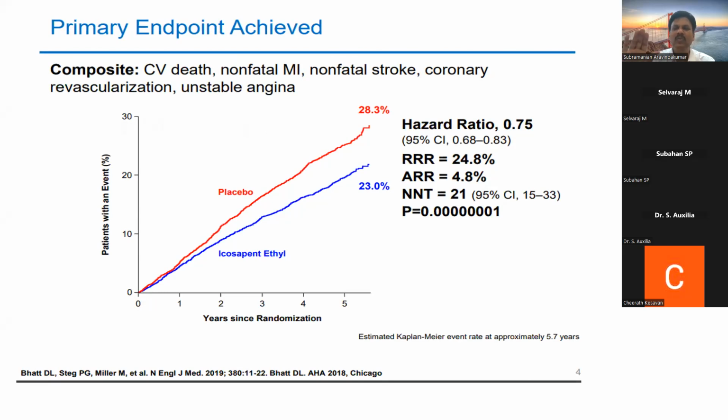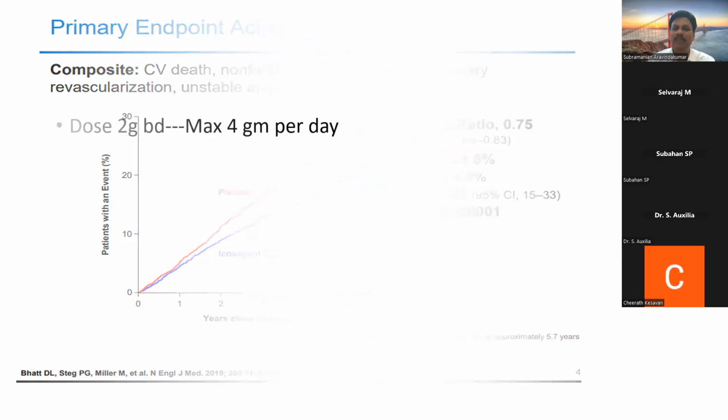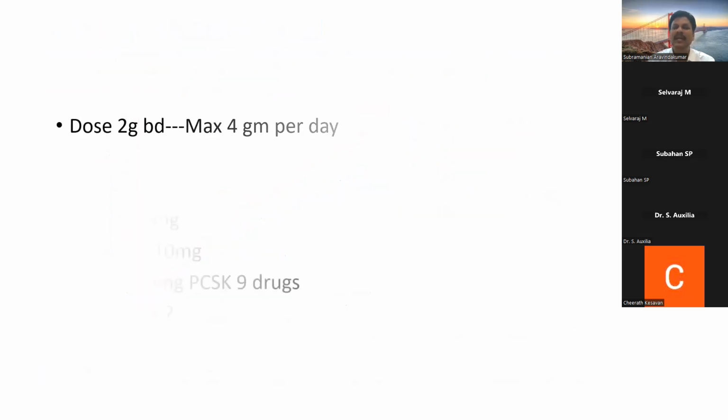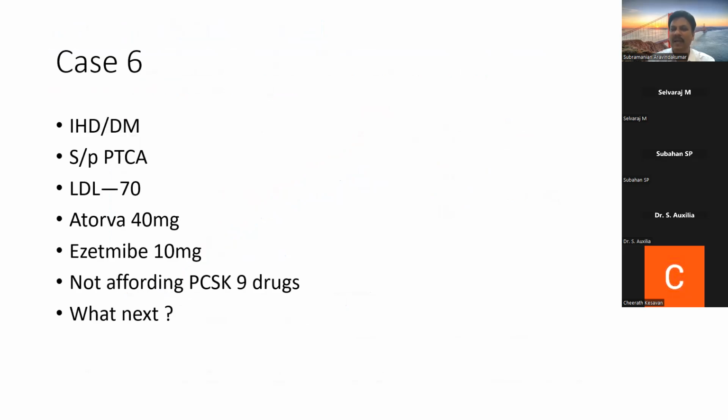It should not be used as a first line of drug after attaining the LDL goal with statin. In addition to lifestyle modification, if triglycerides are high, you have to use icosapent ethyl 2 gram BD to get the triglycerides down. So now you have a take-home message.